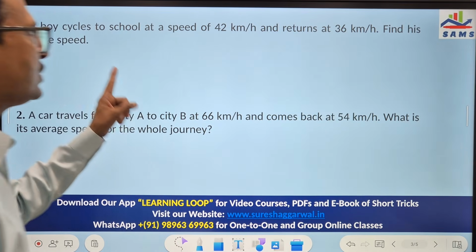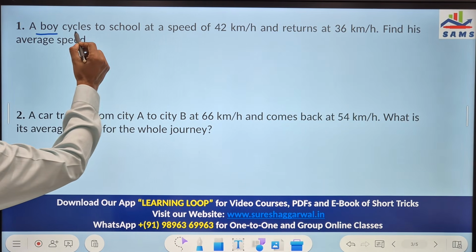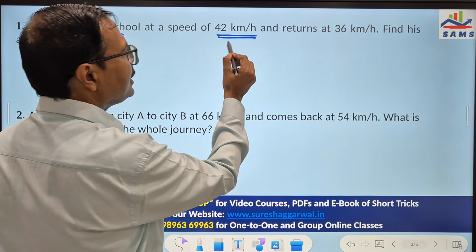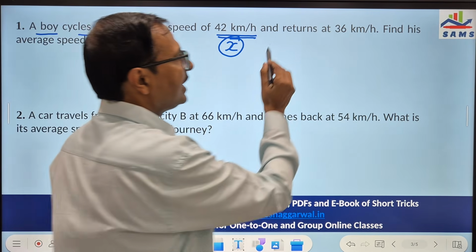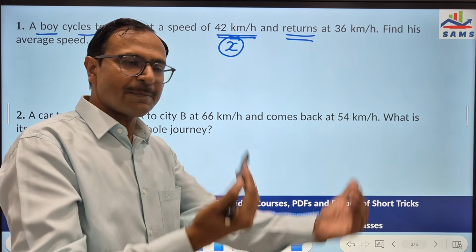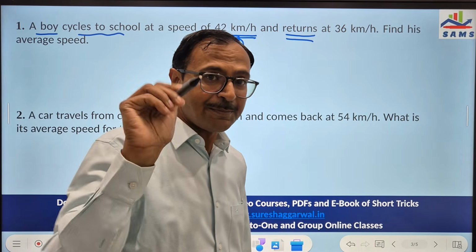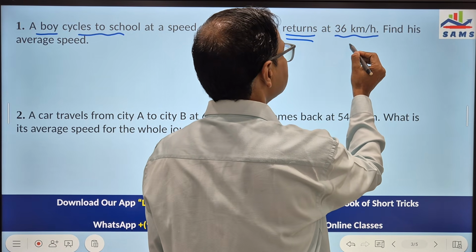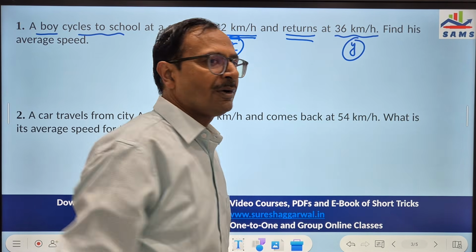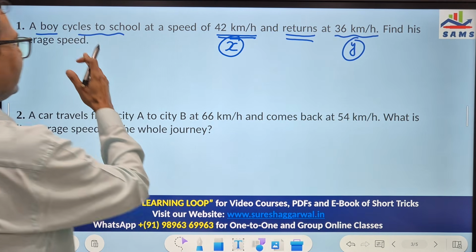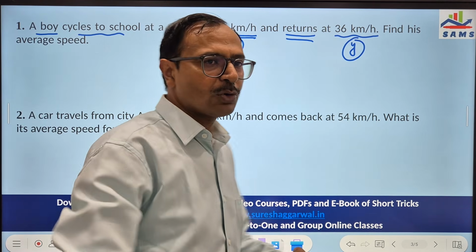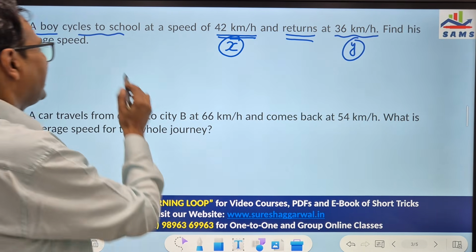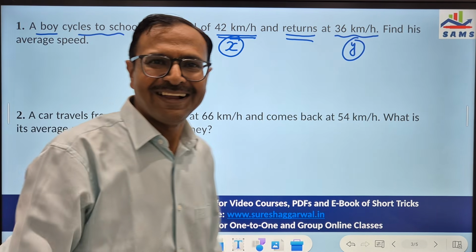Here we have the first question where there is a boy who cycles to school at a speed of 42 kmph. Let's consider this as x, and he returns. See, he's coming back, so he's traveling the same distance. That is important. At some other speed, this time it is y. Although while bicycling, speeds of 42 and 36 look really unrealistic, but it's okay. Let's consider that he is riding a motorcycle rather than a cycle.